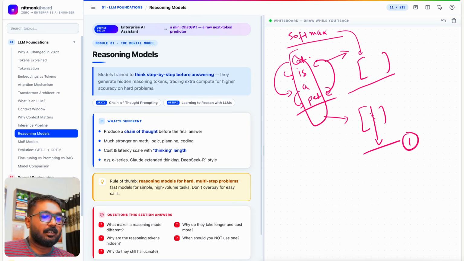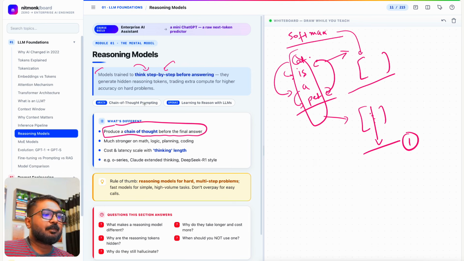Then we'll see the reasoning model. Inside the reasoning model, you'll see it produces a chain of thought before the final answer, correct? So the model is trained to think step by step before answering. That is chain of thought. It tries to understand what the user has sent, what I have to do, and what to answer. It breaks the bigger problem into smaller problems and tries to generate the answer. That is the chain of thought that the model does behind the scenes.